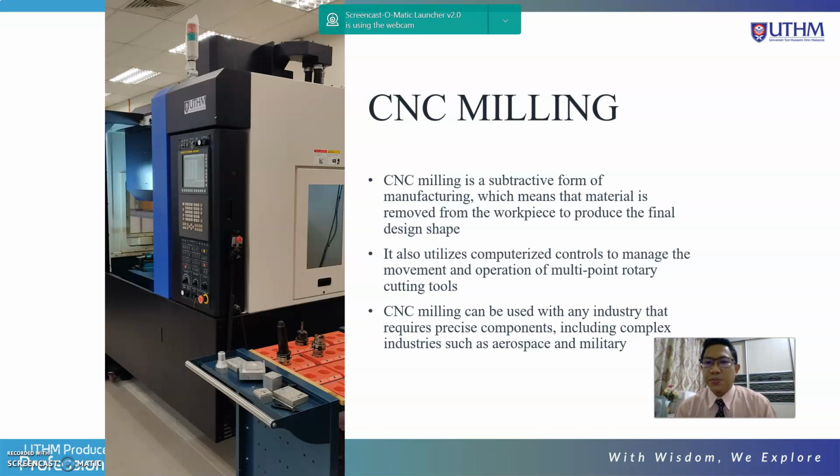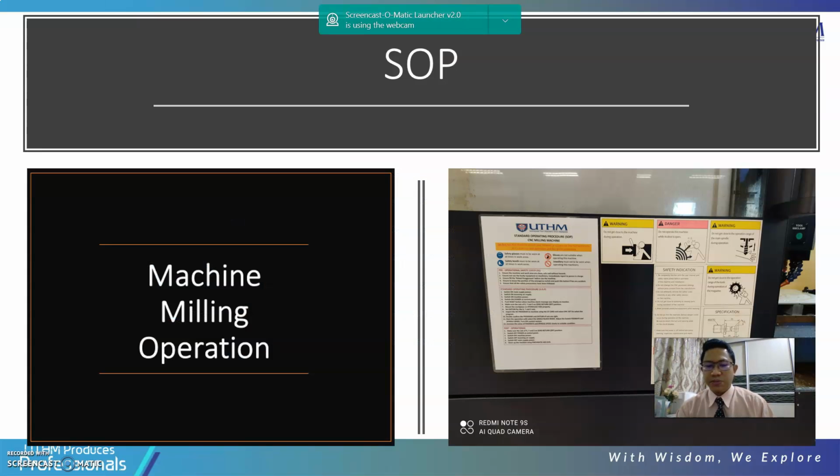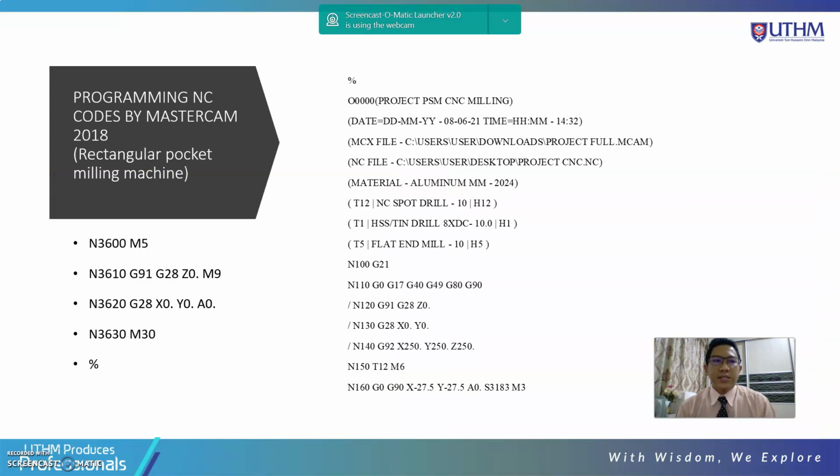It also utilizes computerized control to manage the movement and operation of multi-point rotary cutting tools. The milling machine can be used in any industry that requires precise components, including complex industries such as aerospace and military. Here is the standard operation procedure, machine milling operation. In the lab, there are a few rules we have to follow in the SOP before we use the machine. Here are a few starting programs for the project using CNC milling.